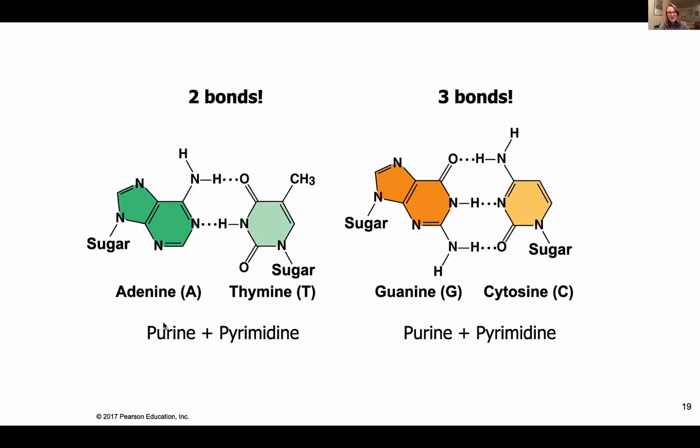Here again, we see our purines, adenine and guanine, bonded with our pyrimidines, thymine and cytosine. Also, I want you to notice that the A and T pairing has two bonds right here and right here, and the guanine and cytosine pairing has three bonds.